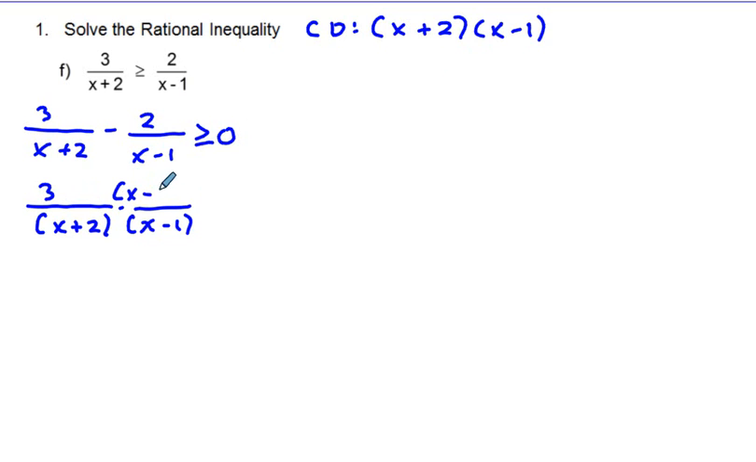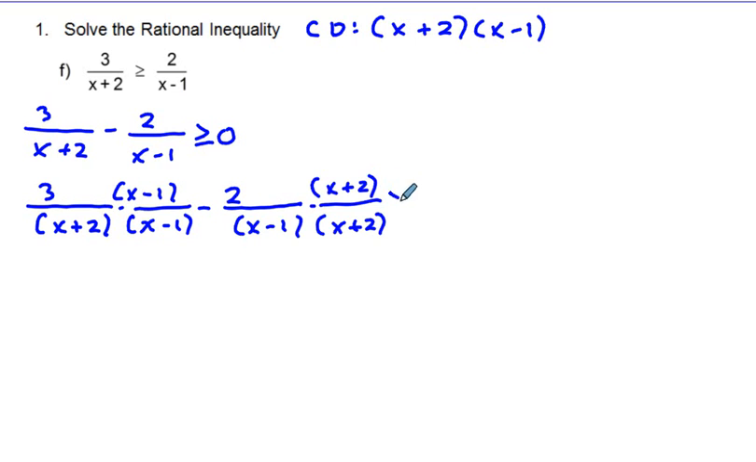over x minus 1, and minus 2 over x minus 1, and what do we multiply this by? Well, it's going to be x plus 2 over quantity x plus 2. And all this is going to be greater than or equal to 0. So now we're going to try to put it all together.